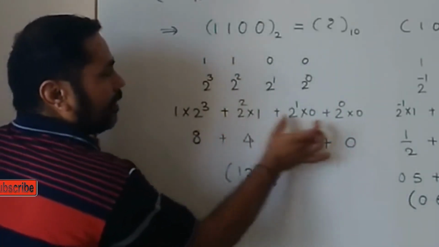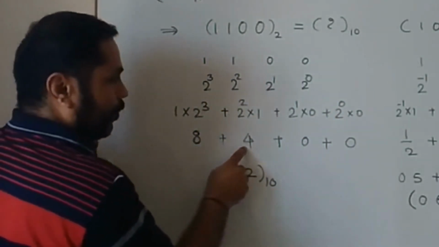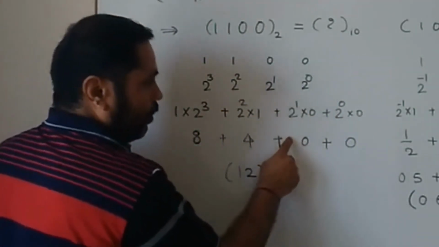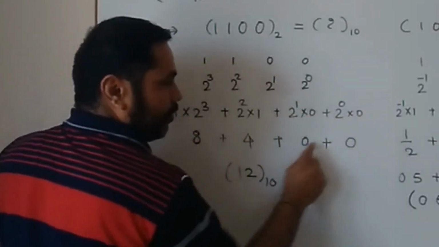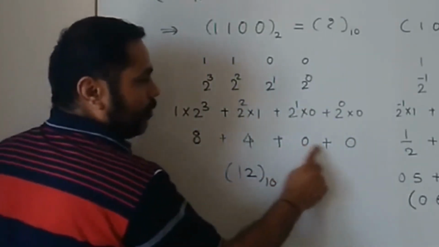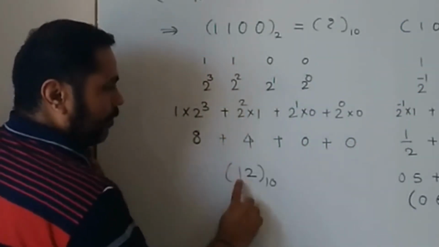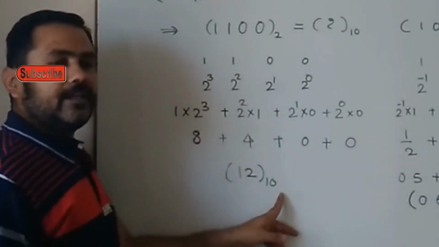Then these products have to be added. 2 raised to the power 3 means 8, 2 raised to the power 2 means 4, 2 raised to the power 1 means 2, 2 raised to the power 0 means 1. But the last two are multiplied by 0, so those products will be 0. So 8 plus 4 plus 0 plus 0, the addition is 12. So 1100 is 12 in decimal.